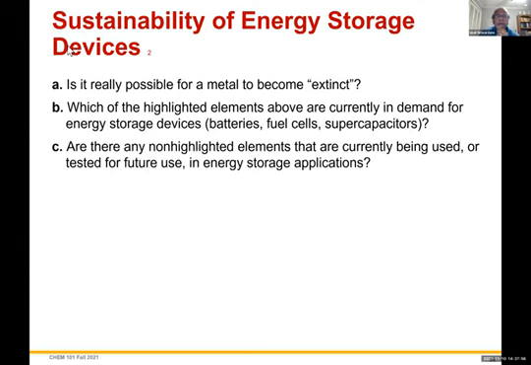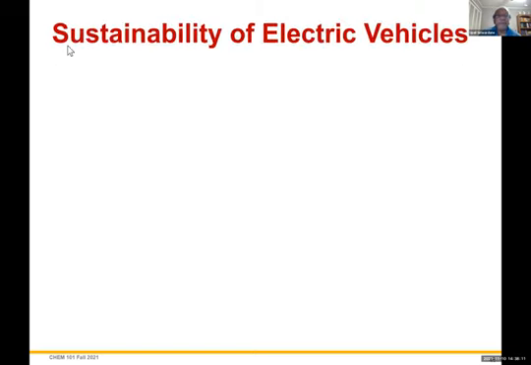Are there any non-highlighted elements that are currently used or tested for use in energy storage applications? These are all web searches that you can find out.